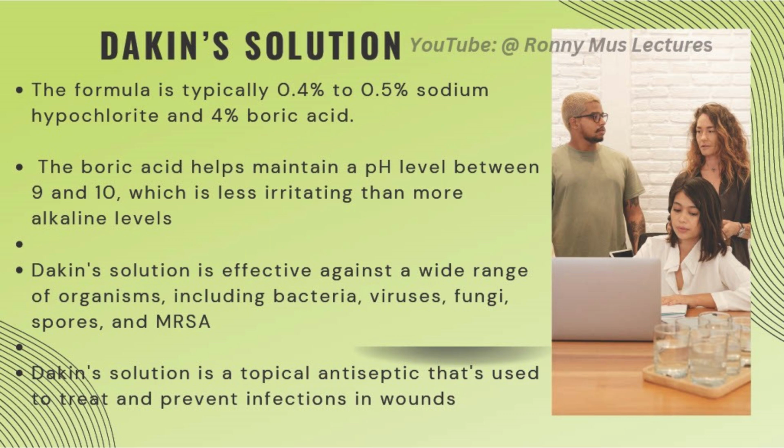What is it? It contains sodium hypochlorite and boric acid. This boric acid helps to maintain a pH level between 9 and 10, which is less irritating. Dakin solution is effective against a wide range of organisms, including bacteria, viruses, fungi, spores, and methicillin-resistant Staphylococcus aureus. And it is a topical antiseptic that is used to treat and prevent infections in wounds.